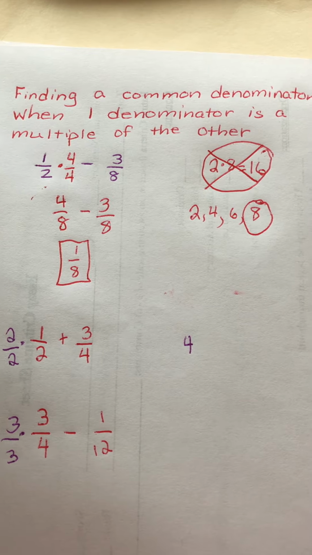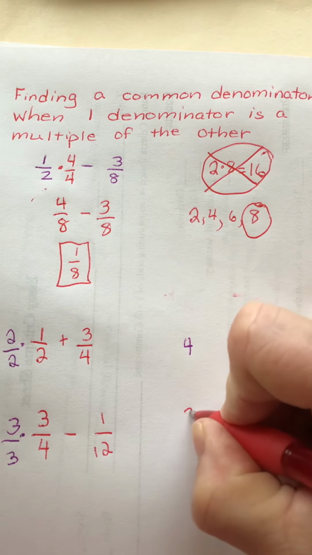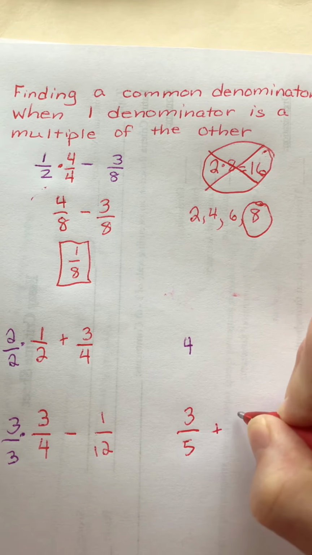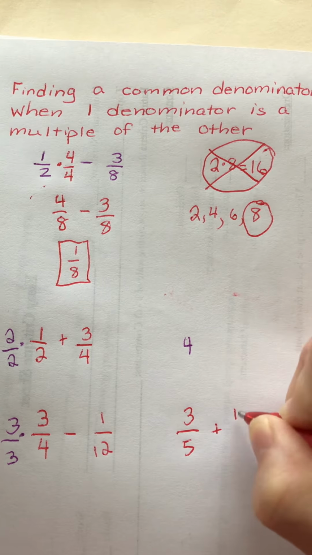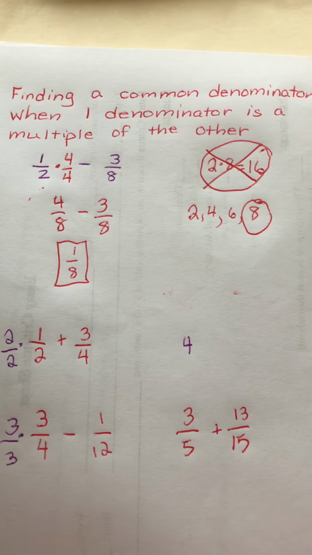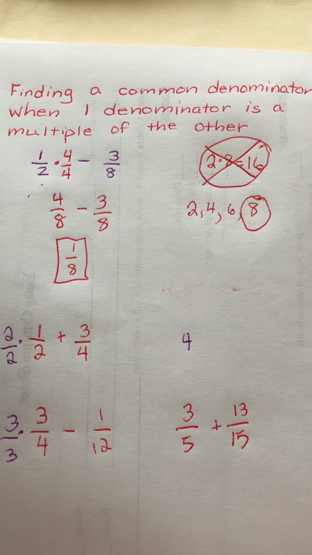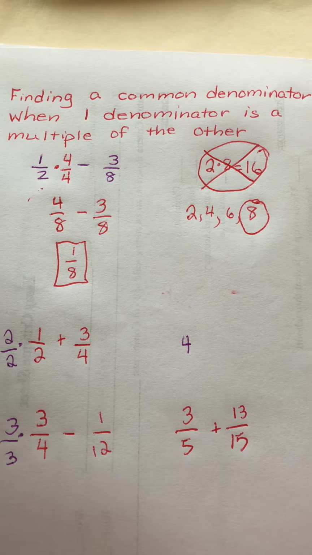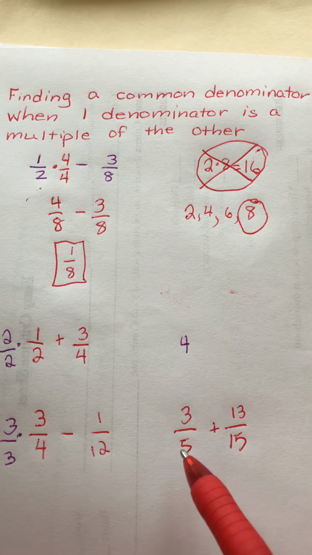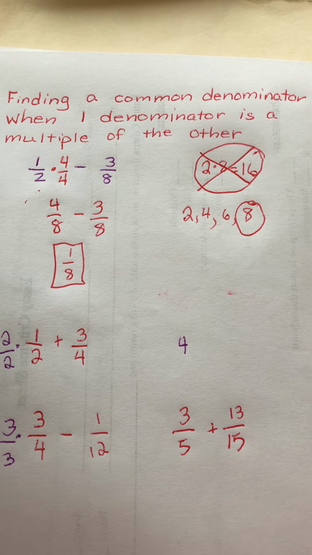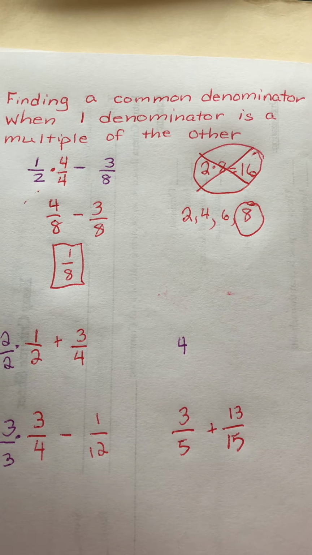Here's another problem. 3/5 plus 13/15. Now this really shows you why you don't want to multiply 5 times 15. I can just multiply 5 times 3 and use 15 as my common denominator. And that's going to make the problem really easy.